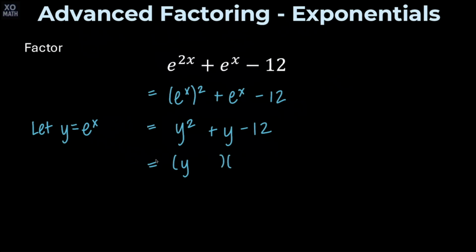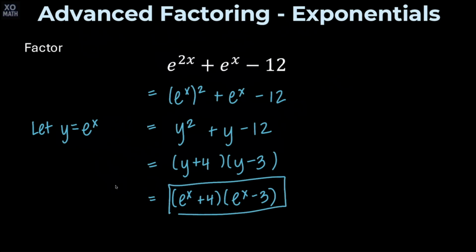So we're going to have y and y as the first part of each factor, and two numbers that multiply to give us negative 12 but add together to give us positive 1 are positive 4 and negative 3. We're not done yet because we do have to return back to our exponential. So we're going to replace y back with e to the x. And that's going to leave us with e to the x plus 4 as one factor and e to the x minus 3 as the second factor.